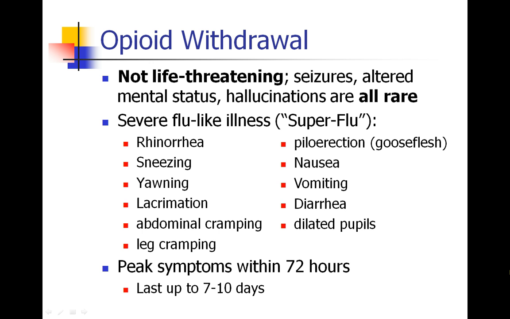Things you don't commonly see would be seizures or changes in mental status or hallucinations. Those are things you might see in opioid or alcohol, in benzodiazepine or alcohol withdrawal, but not typically in opioid withdrawal. It's for this reason, because of these terrible side effects, that it's so hard for people to quit opioids, and a lot of people will go on something like methadone just to have long-term maintenance of their opioid levels so they don't go into withdrawal.